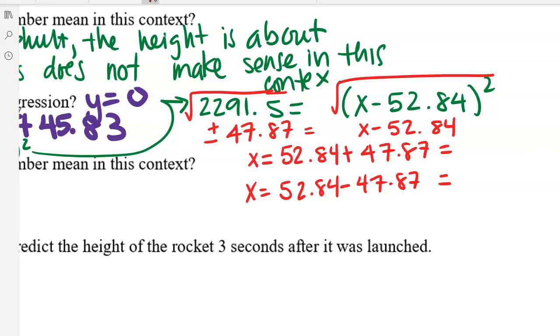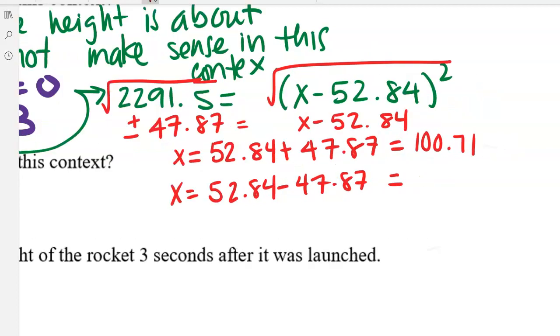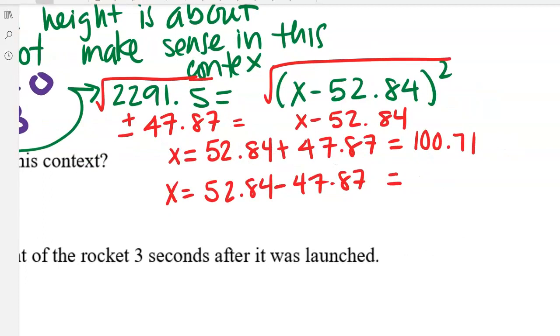All right, Val, for the addition, what did you end up getting? 100.71? Is that okay? Subtraction, Sophia, what did you end up getting? That's okay. I think we should have a positive because 52 is bigger than 47.